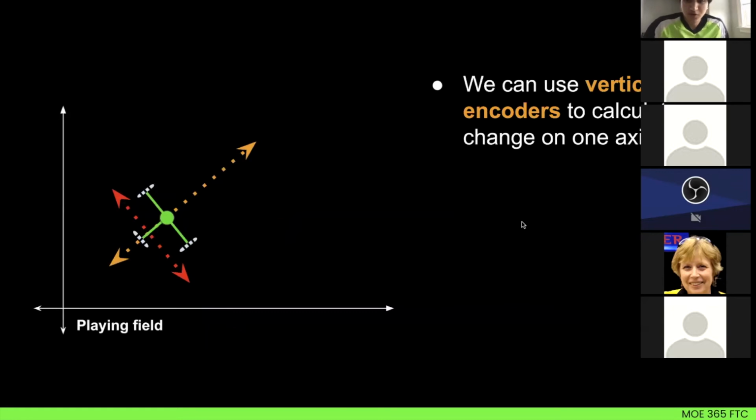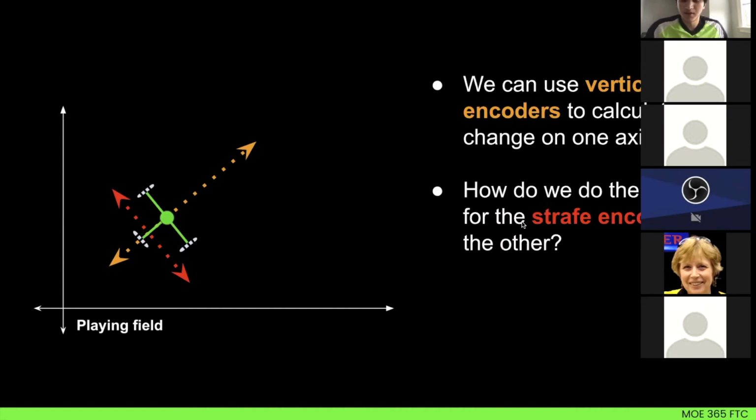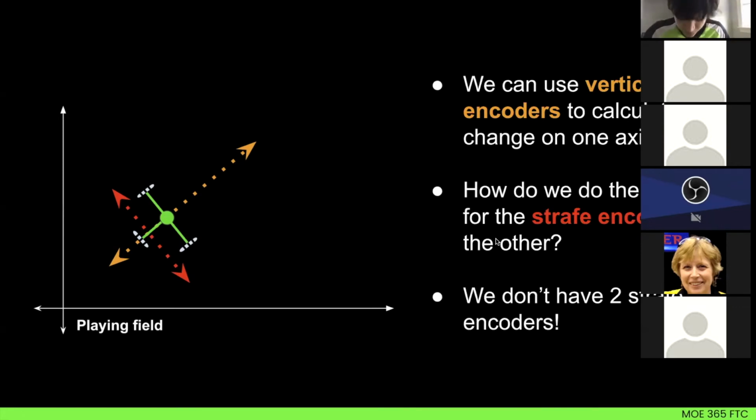So we can use vertical encoders to calculate change on one axis. That's what we just did here. But how do we do the same for the strafe encoder on the other? The issue here is that we don't have two strafe encoders, so we can't use a very similar process like we did with the vertical encoders. Now, if you had 4 odometry wheels, you definitely could, but that's generally speaking impractical. And teams will stick with 3 odometry wheels just for ease of building and maintenance. However, keep in mind that the strafe encoder process is slightly different.